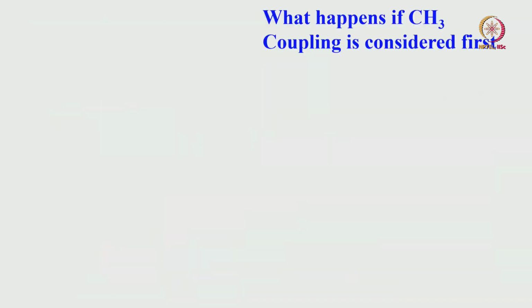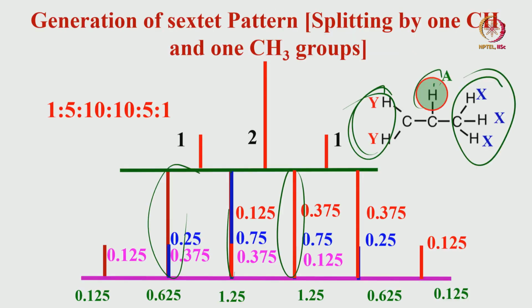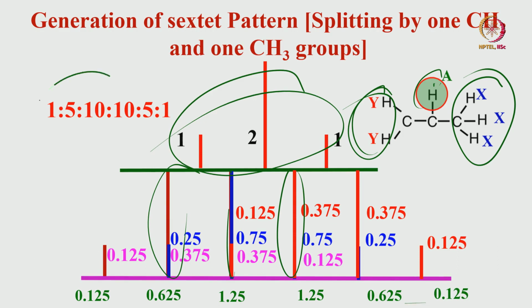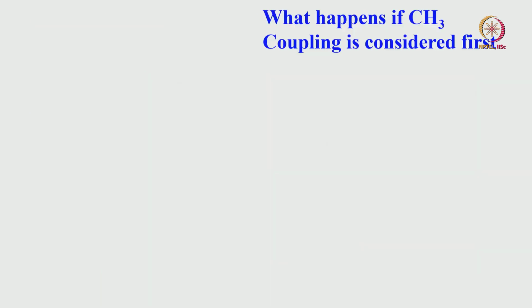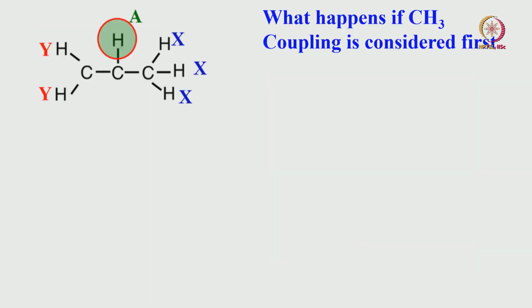I will use this while analyzing the spectrum at a later stage. That is why I am giving all these examples. Now you may ask me a question. Here I took CH2 first and then worked out this multiplicity pattern and got a sextet of this intensity. Why did I take CH2 first? Why not CH3 coupling first? This is coupling to both of them. I took this first and then this one sequentially. Why not take the reverse order? What happens if I consider CH3 first?